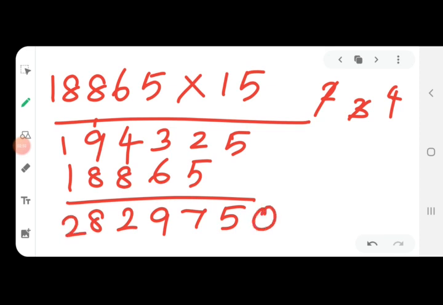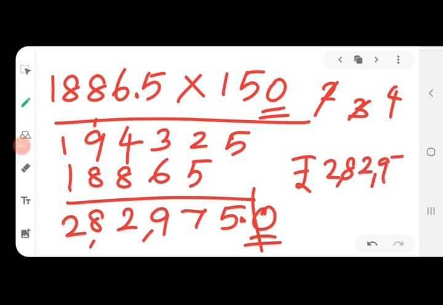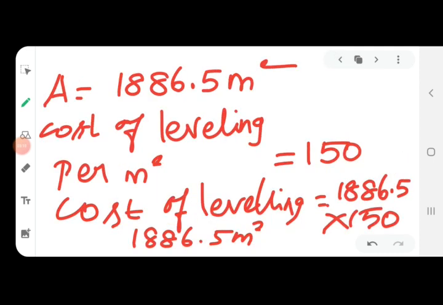So we have to put a 0 and also now we have to put the decimal point. 150 means we have to add a 0. Okay. Now 1886.5, before one digit we have to put a point, so this 0 will be cancelled. So what is our answer here? The cost of leveling the whole area is rupees 2,82,975. This is our final answer.